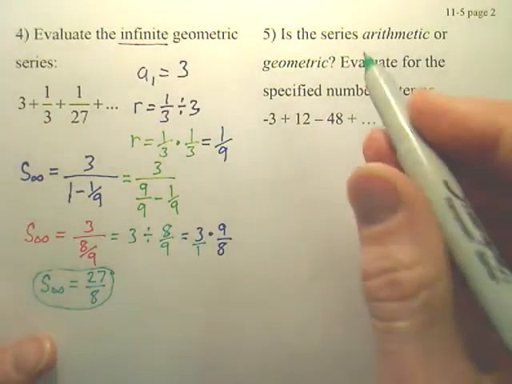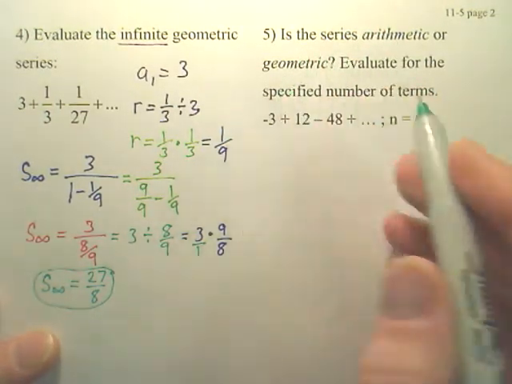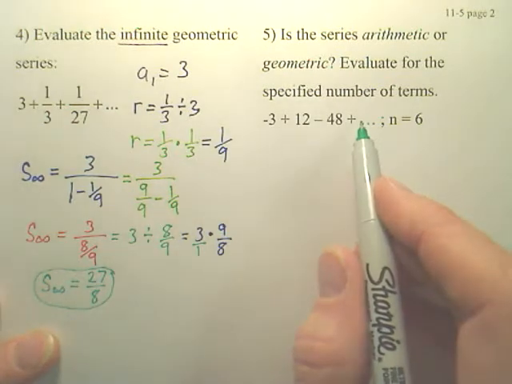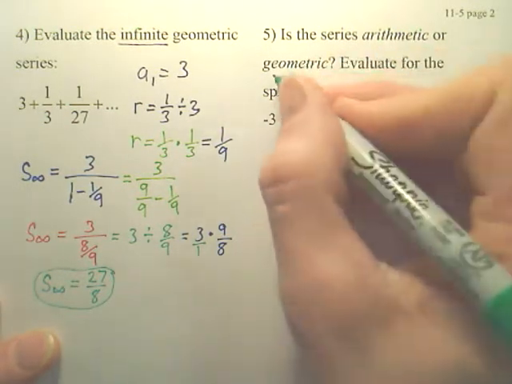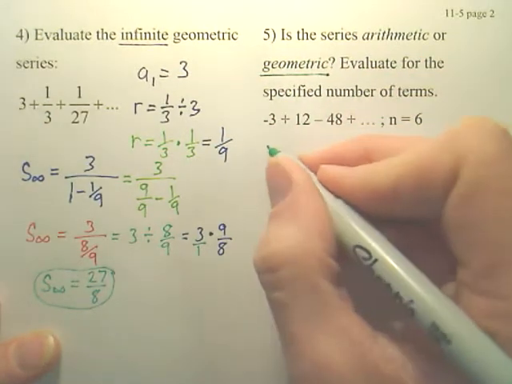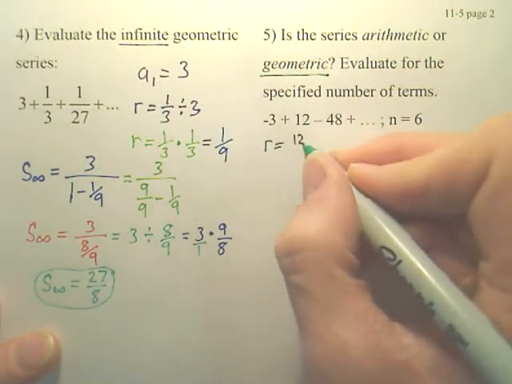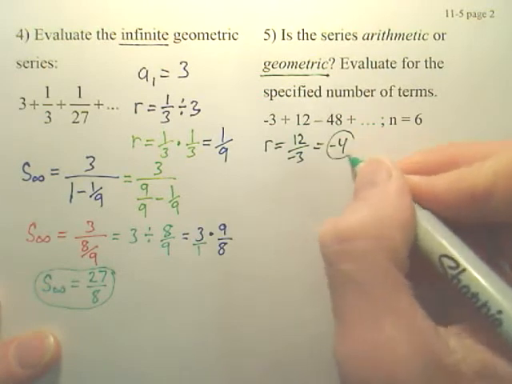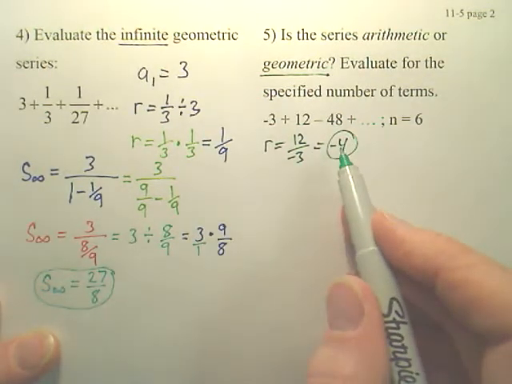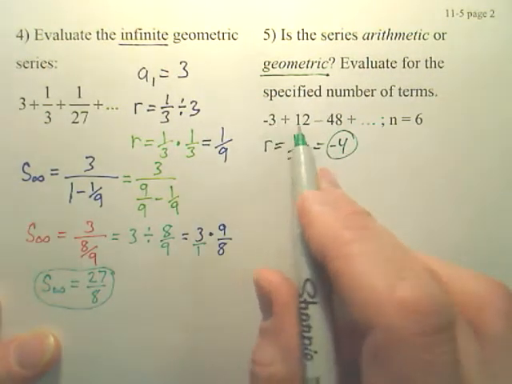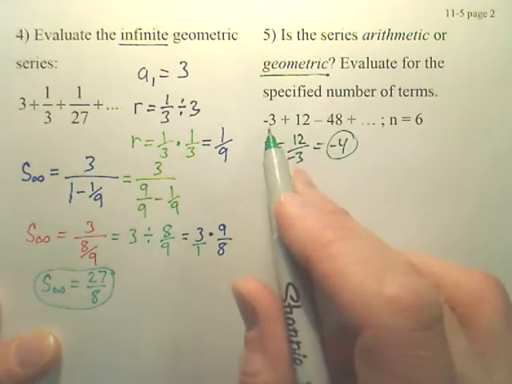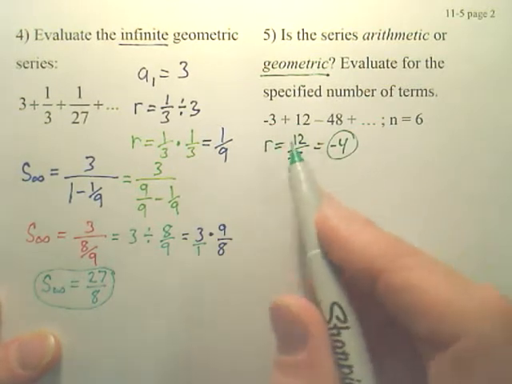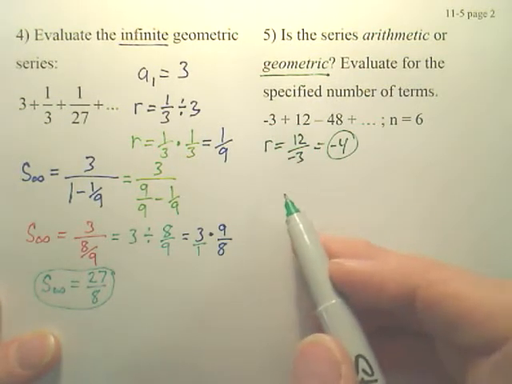Number 5. Is it arithmetic or geometric? Well, does this have a common ratio or a common difference? Well, I notice it's geometric because it has a common ratio of -4. Common ratio of -4, not a common difference. It's not a common difference, it's a common ratio, because you're multiplying by -4 each time. You just got to check which one it is. Are you multiplying by something or adding something?